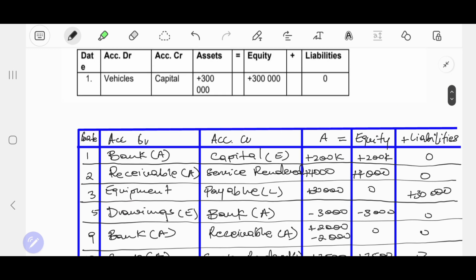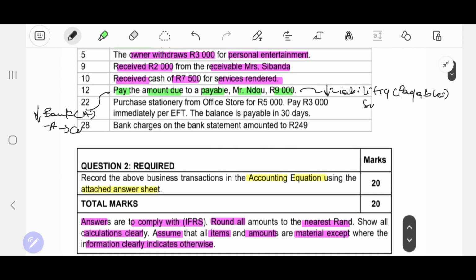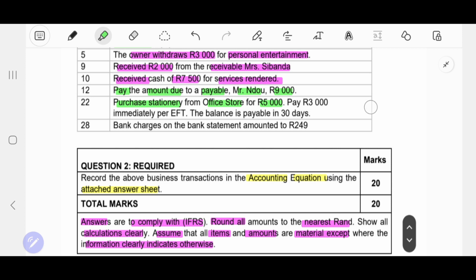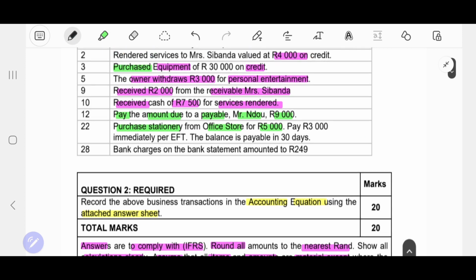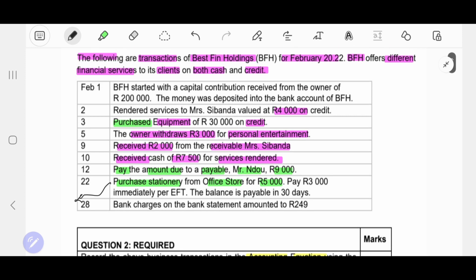Next, we purchase stationery from office store, 5,000. Okay, this is interesting. So we purchased stationery. Stationery is considered an expense, so it's a cost to the business. So we purchase stationery, which is an expense. An expense is a cost to the business, so it results in a decrease in equity.